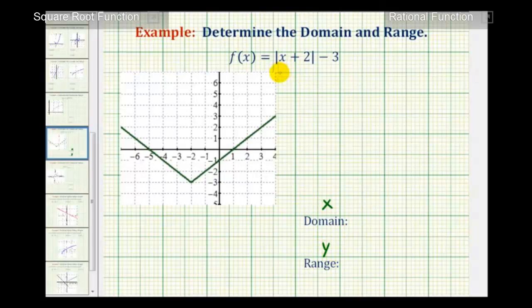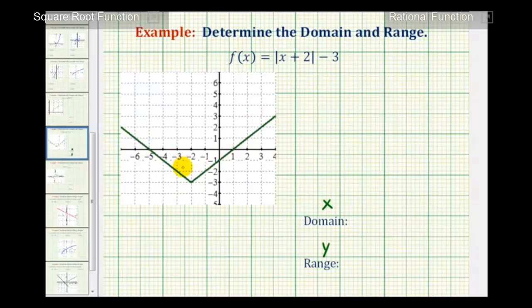Now there are a couple ways of determining the domain and range. We could use what we know about the properties of the absolute value function to determine the domain and range, or we could also make a graph of the function and analyze the graph. Let's start by analyzing the graph. So the first step would be to either make a t-table or use technology to create the graph provided here.